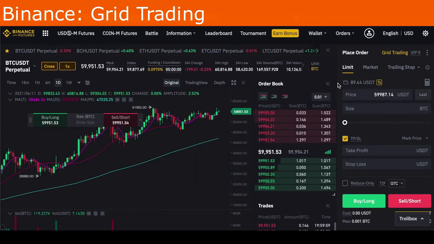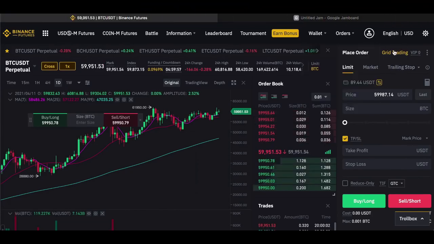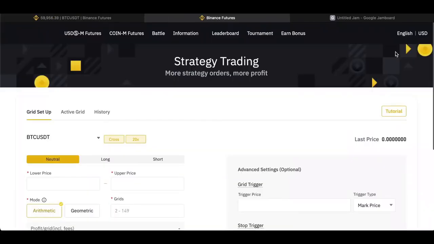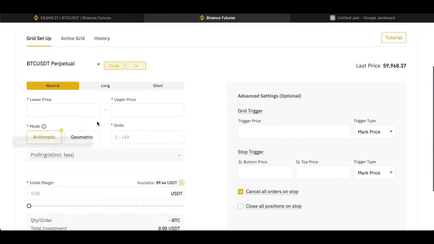So to get right into grid trading, we're going to come up to this grid trading right here. This is actually our trading bot. So I'm just going to click on this. It will take us through to this page. It actually takes us out of the trading page. It is quite simple and step by step in terms of what you can do here, but I'm going to explain everything for you.